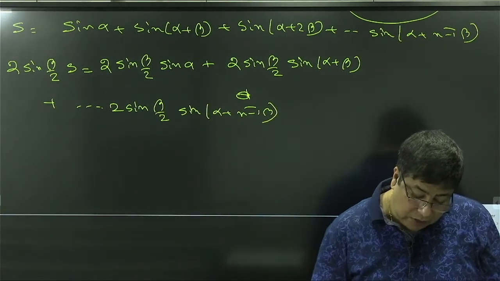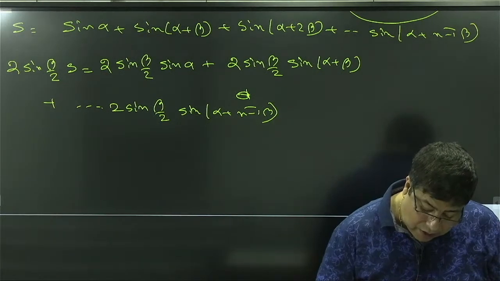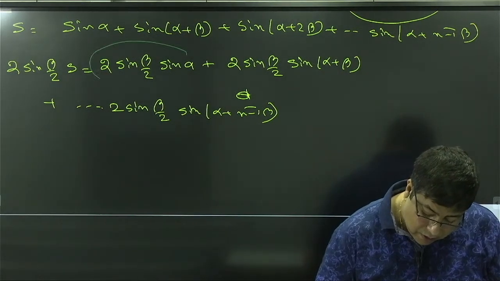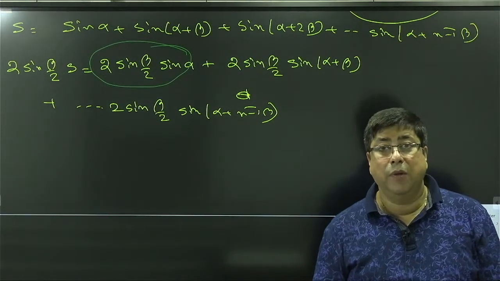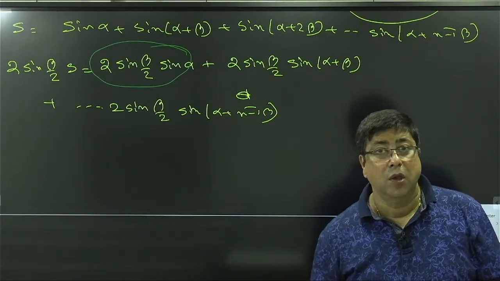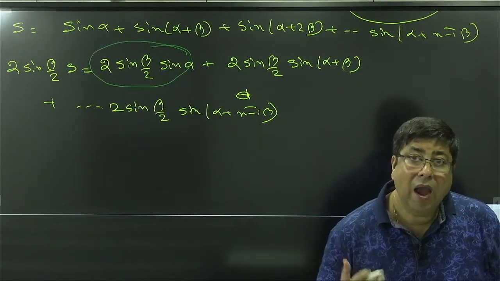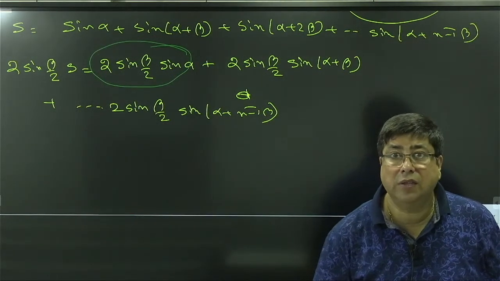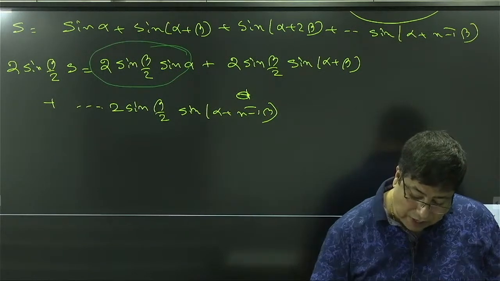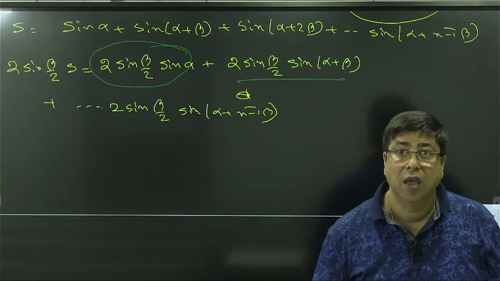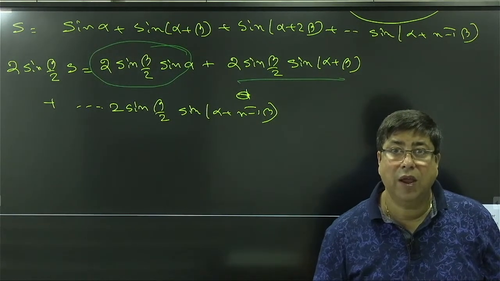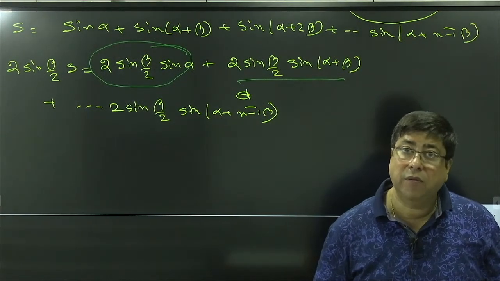Just see one thing in this particular case: 2 sin((c+d)/2) sin((d−c)/2) gives cos c minus cos d. If we add, we get d, and if we subtract, we get c. In the second case also, 2 sin((c+d)/2) sin((d−c)/2) is cos c minus cos d. If we add, we get d, and if we subtract, we get c.